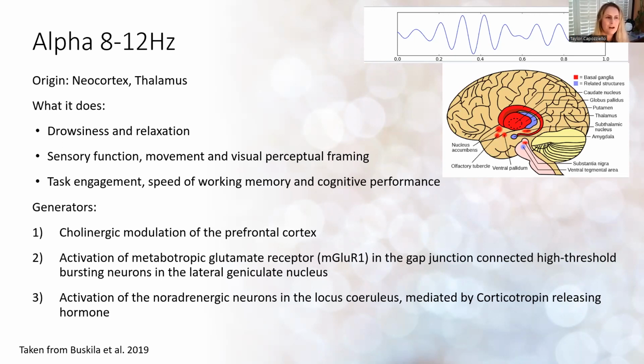And the generators are cholinergic modulation of the prefrontal cortex, activation of metabotropic glutamate receptor in the gap junction, high threshold bursting neurons in the lateral geniculate nucleus, and activation of the noradrenergic neurons in the locus coeruleus, mediated by corticotropin releasing hormones. So just like I was saying, it's the background rhythm, and it increases with age, peaking around 9 to 10 years old, and it will be around 10 hertz.